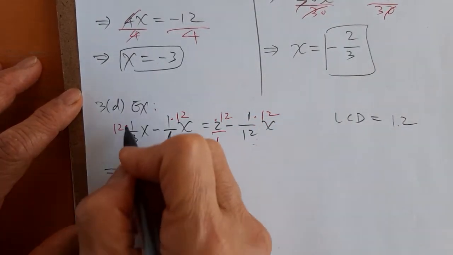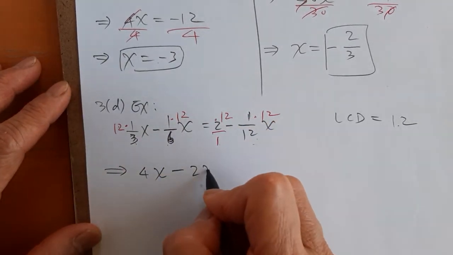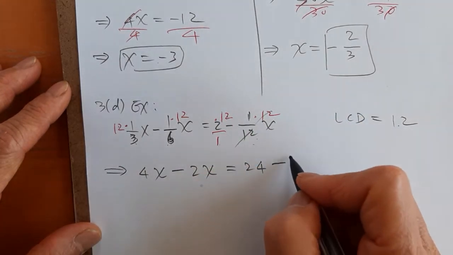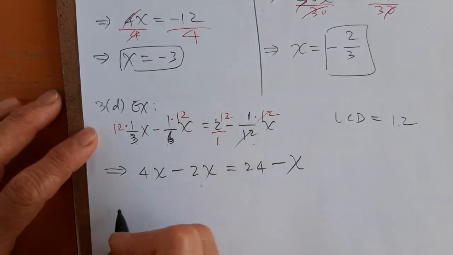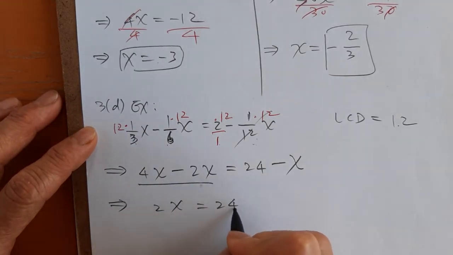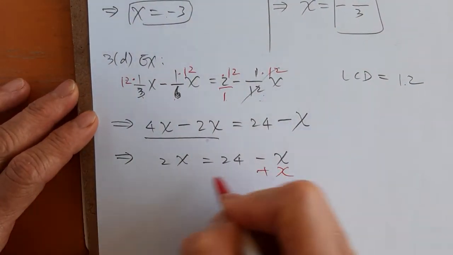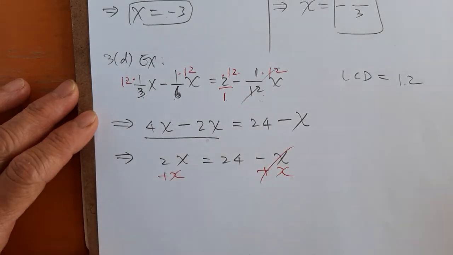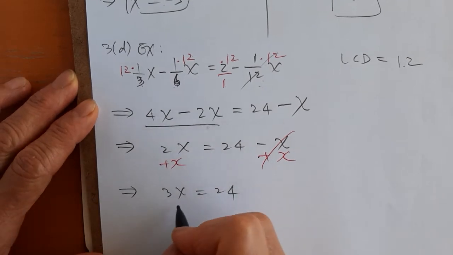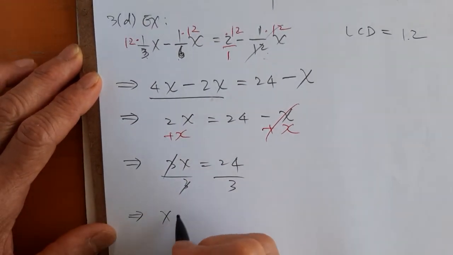So then 12 divided by 3 gives 4x, minus 12 divided by 6 is 2x, equals 2 times 12 is 24 minus 12, 12 cancels, get x. So then combined, 2x equals 24 minus x. Then you add x. So you will get 2x plus x, 3x equals 24. Then divide by 3, 3 cancels. So you will get x equals 8.